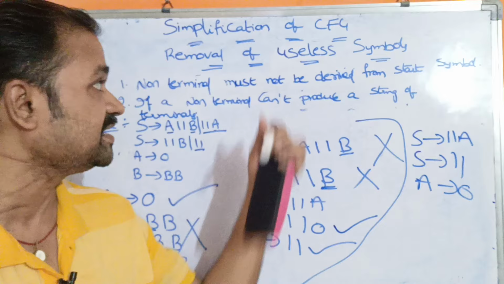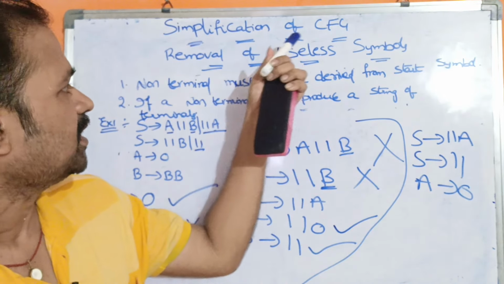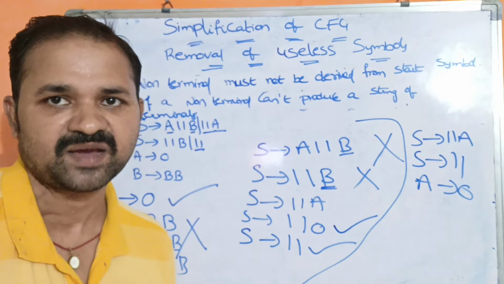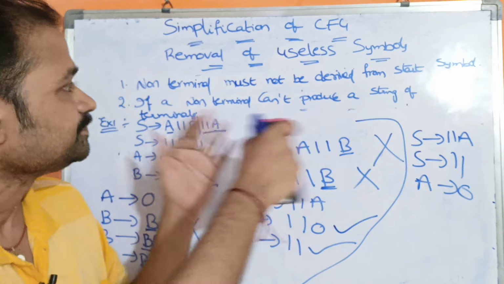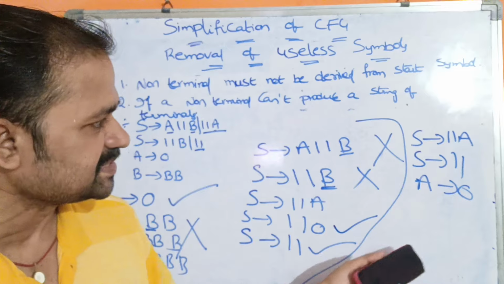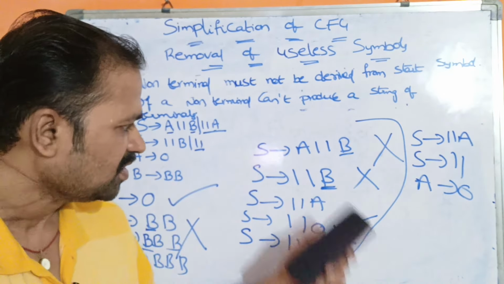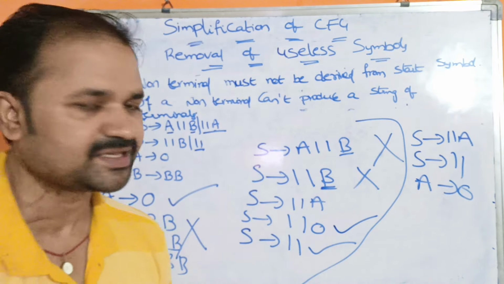So in this way, we can eliminate the useless symbols from the context-free grammar. So these are the productions which we get after eliminating the useless symbols. Initially we have 1, 2, 3, 4, 5, 6 productions. We have eliminated 3 productions. So these 3 are the final productions.